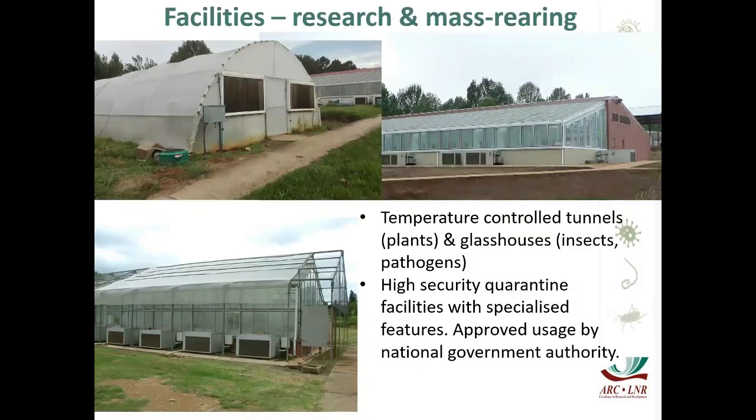We also need specialized facilities. We have temperature-controlled facilities such as glass houses and tunnels. And some of the quarantine facilities are quite high security. They have certain specialized features, and their usage is approved by national government authority. Some of the countries that we've worked with, say in East Africa, haven't had such high-tech facilities, but the principles remain the same: to restrict the candidate biocontrol agents from escaping into the country before they are approved for release.